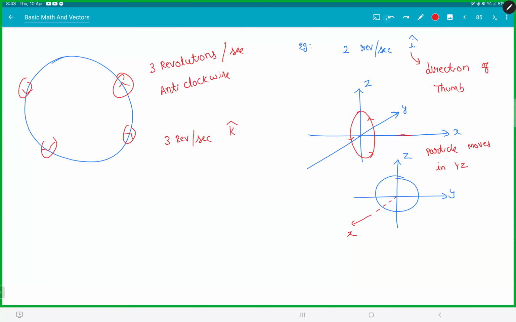Now, can you tell me how your fan is rotating? Let's say your fan is rotating 2 revolutions per second. How will you tell the direction? Your fan is rotating like this, so you put your thumb like this. It is pointing down, right? So you say my fan is rotating 2 revolutions per second downward. But tell me one thing, does it mean the fan is coming downward? What it means is put your thumb in the downward direction and rotate your fingers. It will tell you how your fan is rotating. Is that making sense?